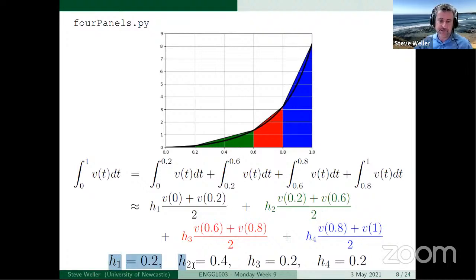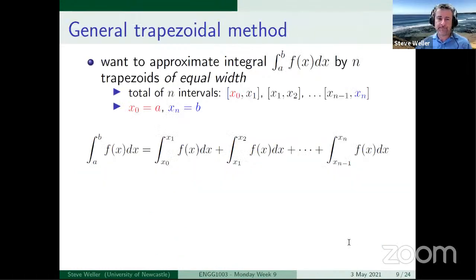And the H's with subscripts are the widths of the panels: black, green, red, and blue. This example here is quite unusual in that the panel widths are unequal: 0.2, 0.4, 0.2, 0.2. Normally, 99% of the time with numerical integration, the panel widths are equal. And so the general trapezoidal method is to approximate an integral between A and B by n trapezoids of equal width.